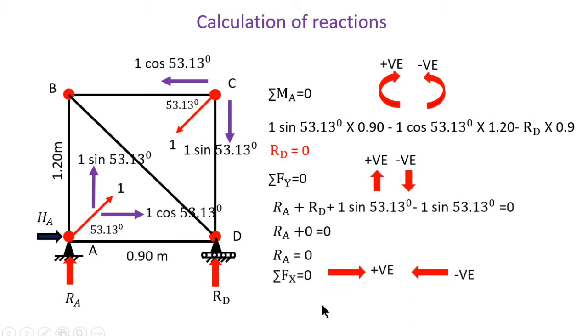Then we apply here the sigma Fx condition, towards right plus and towards left minus. So here we can say that HA is equal to 0, because this horizontal force is toward the right and this horizontal force toward the left, having the same magnitude, that is why we can say that HA is equal to 0.